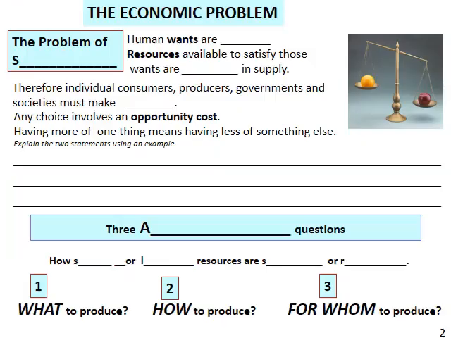Now, the economic problem is also known as the problem of scarcity. Human wants are unlimited, as we've already learnt, and resources available to satisfy those wants are limited in supply. Therefore, we have to make choices, whether as individuals, consumers, producers, governments and societies. We have to make decisions about how we're going to use those limited resources. How are they going to be shared out?